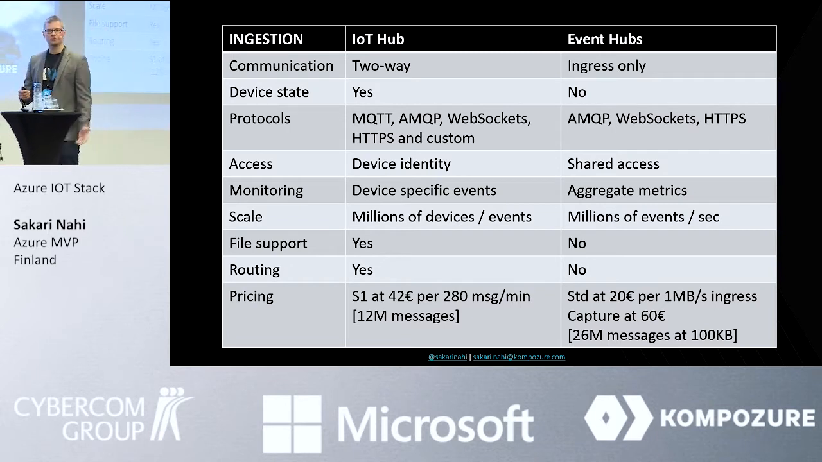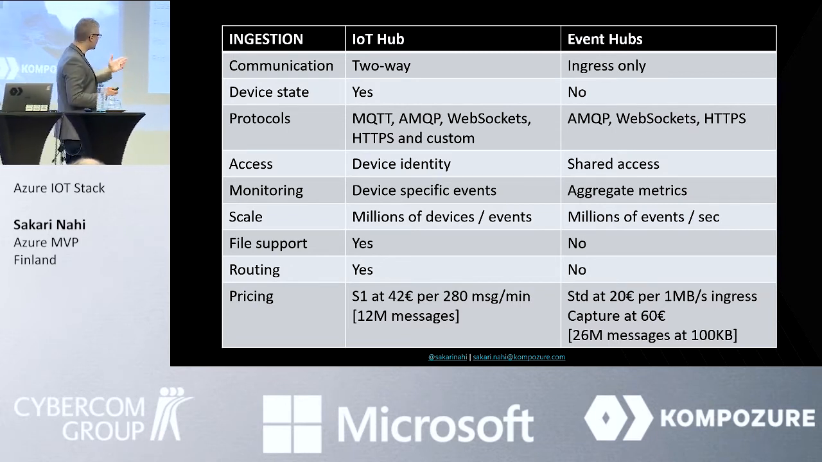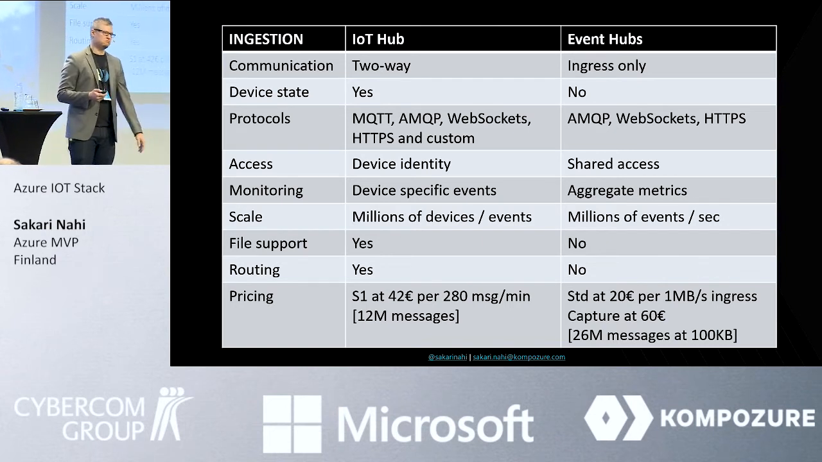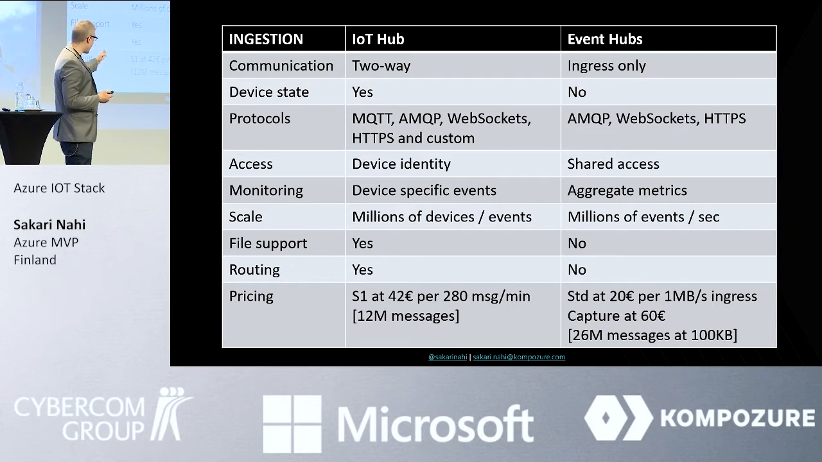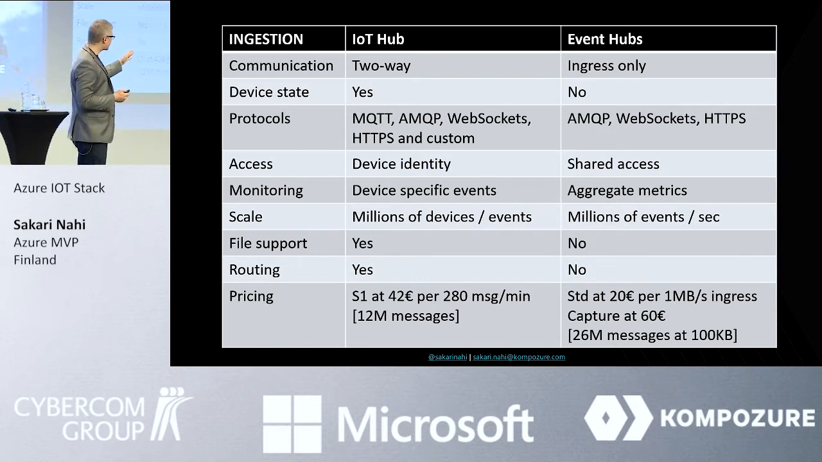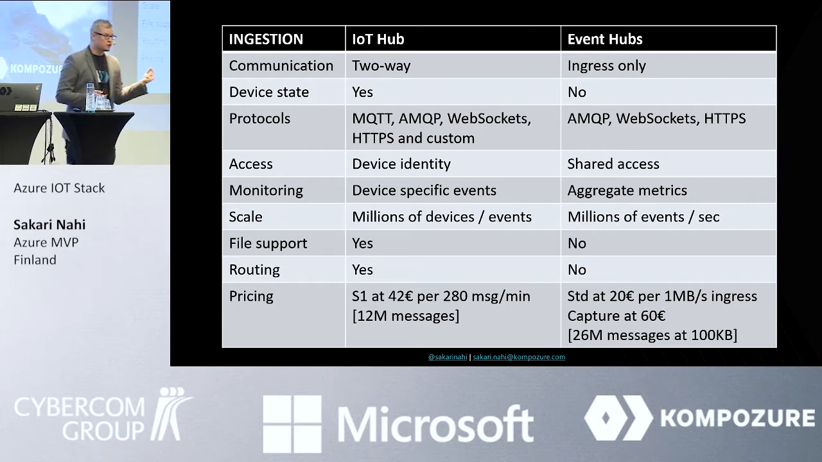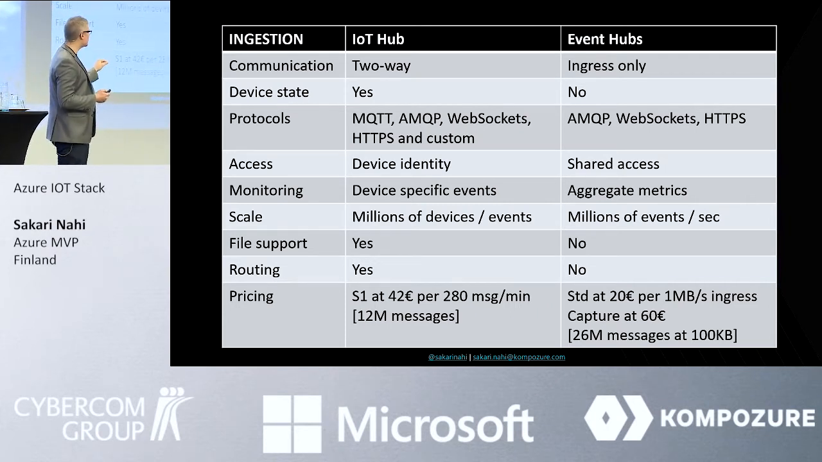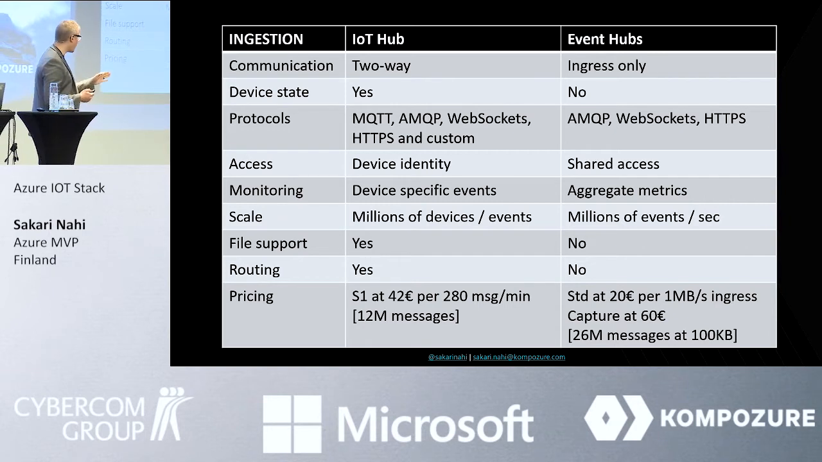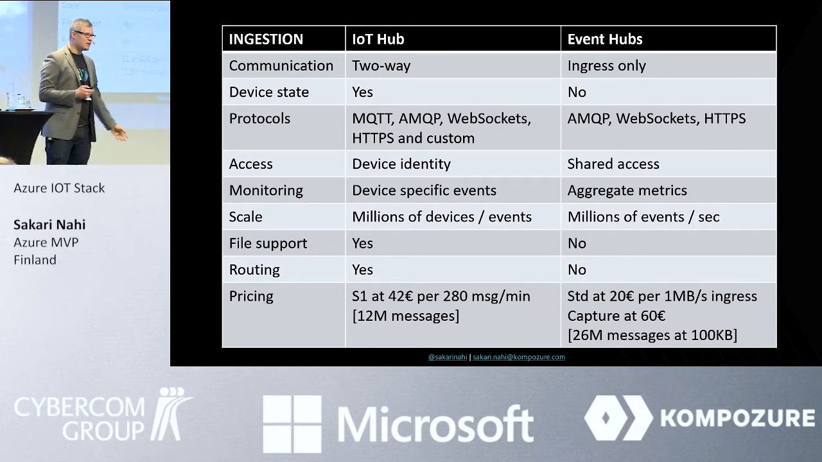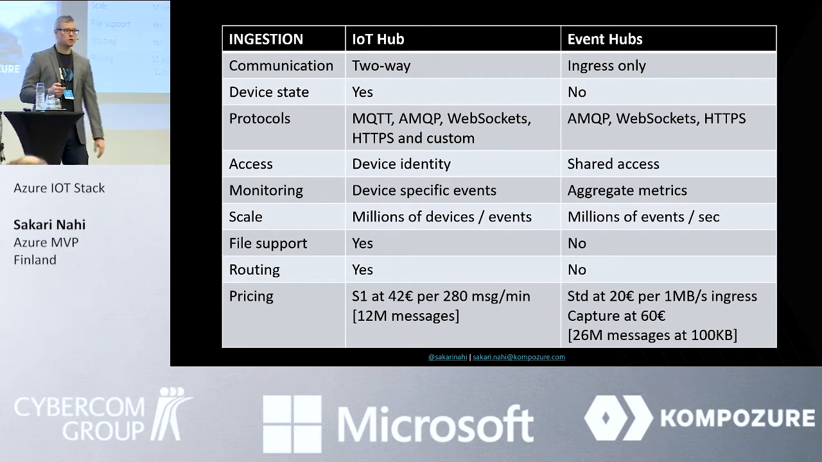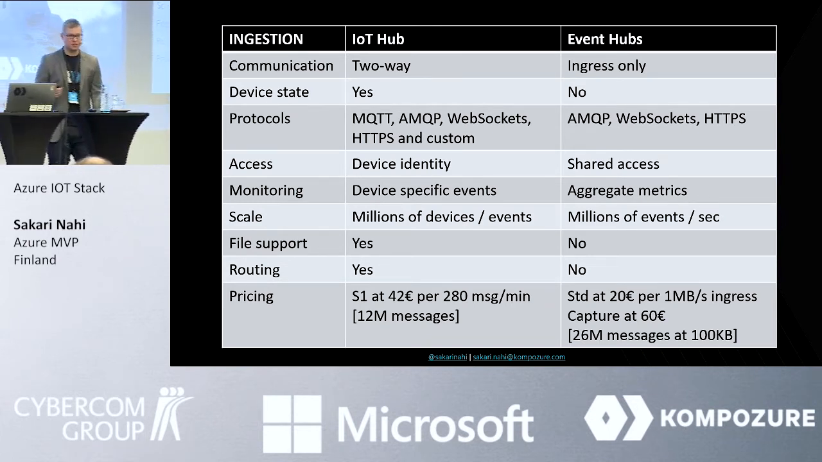Microsoft says that both handle millions of events per second, sure, but Event Hubs is like a quarter of the price, basically, because the pricing is different. IoT Hub is per message, and the lowest tier is 42 euros, 280 messages per minute, and Event Hubs is per ingress bandwidth, basically 1 megabyte per second for 20 euros a month. So with 100 kilobyte messages, that's 26 million messages a month, while IoT Hub is getting 12 million messages with that rate, and the price is halved. So 4 times the oomph on the cost effectiveness of Event Hubs.